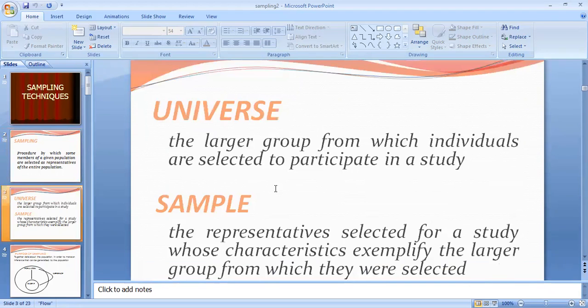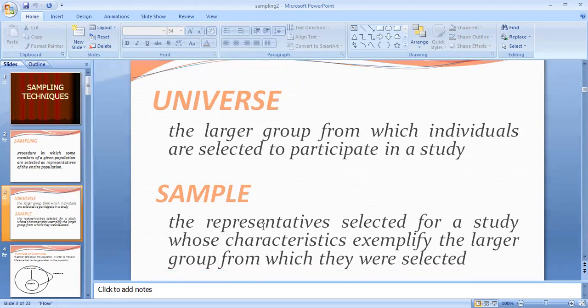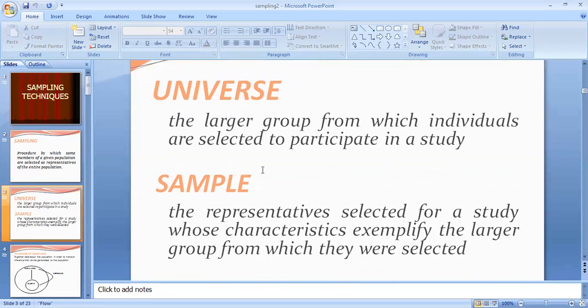In a population there are two parts: universe and sample. Universe means the larger group from which individuals are selected to participate in a study. While the sample is the representative selected for a study whose characteristics exemplify the larger group from which they are selected. That means a sample is a small group of a universe.